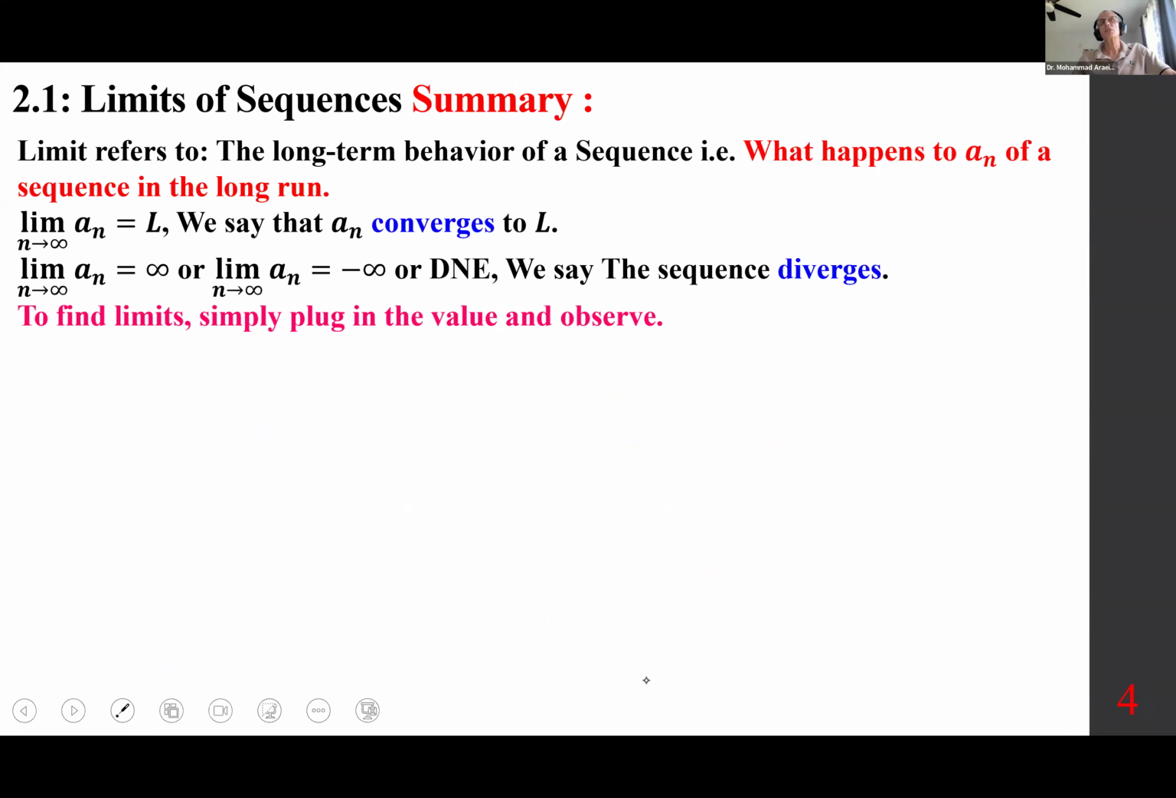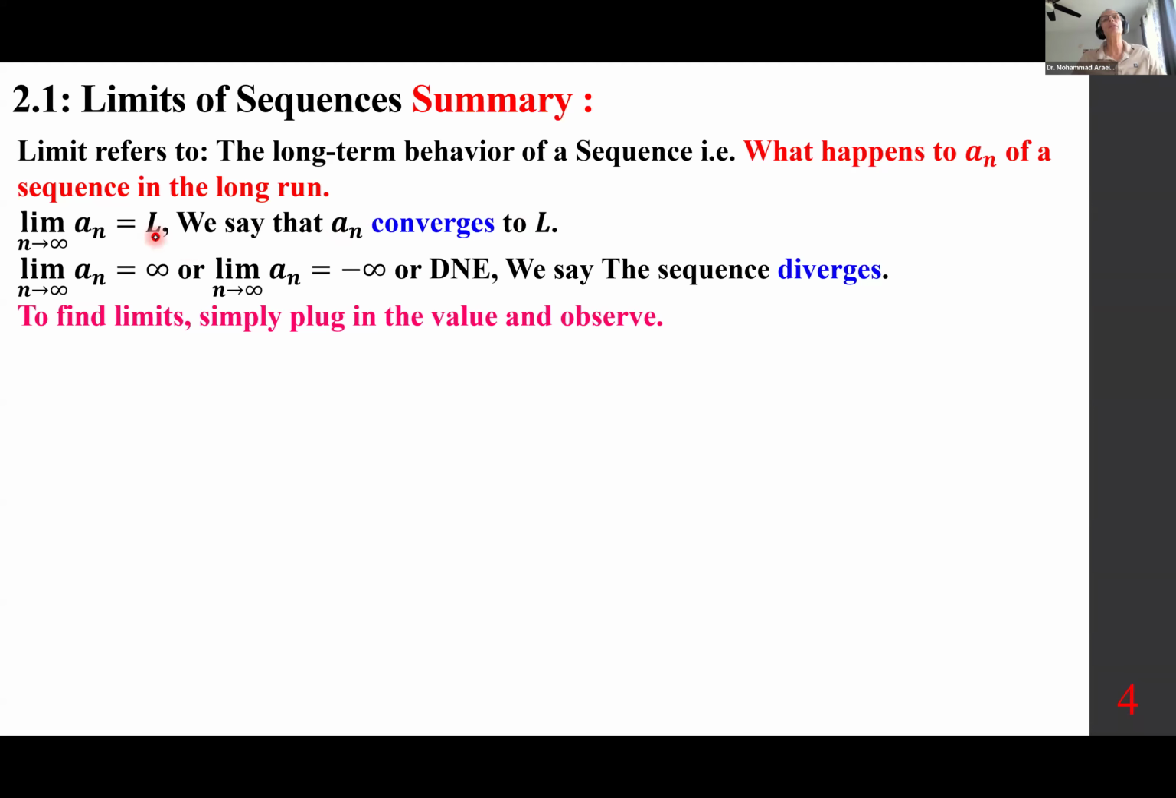And here's the synopsis, the summary of the limits of sequences. Limit refers to the long-term behavior of a sequence, i.e. what happens to a sub n of a sequence in the long run. Limit of a sub n as n approaches infinity equals L. That's how we read it. Limit of a sub n as n approaches infinity is L. We say that a sub n converges to L.